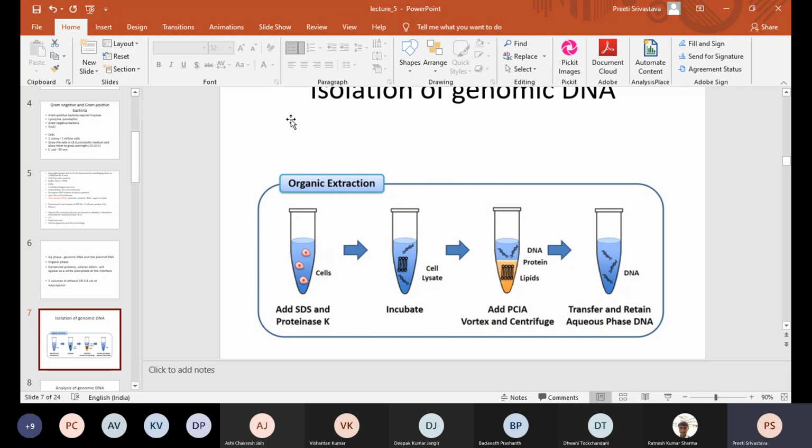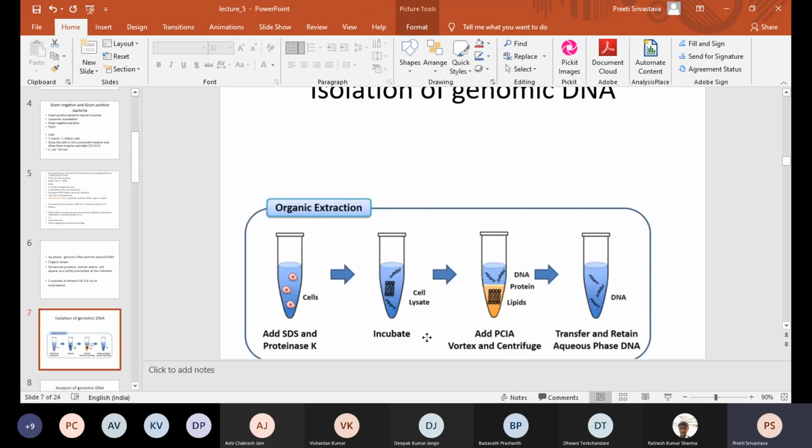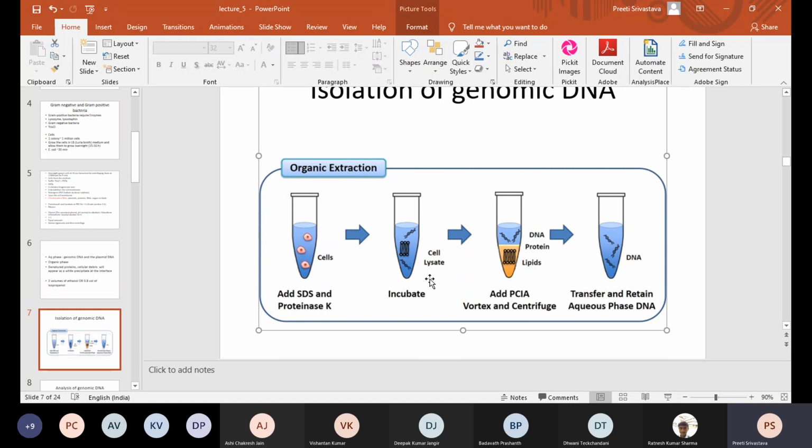So SDS will lyse the membrane as it is shown in this figure, the second one, and then proteinase K will remove the proteins. It actually denatures the proteins, degrades the proteins, and therefore you will have a cell lysate. Now to this we add PCIA. So PCIA is nothing but phenol chloroform isoamyl alcohol, which I described just now. Phenol chloroform isoamyl alcohol, and what is shown in the figure is the biphasic solution.